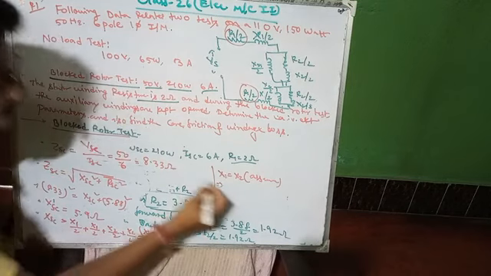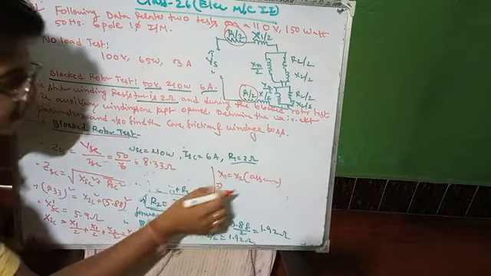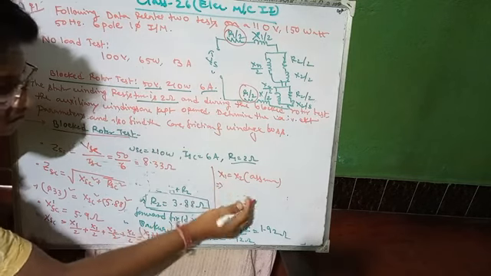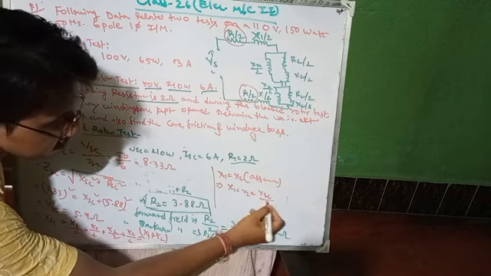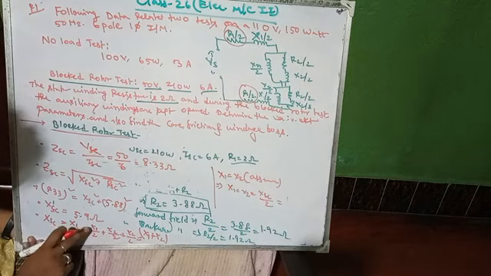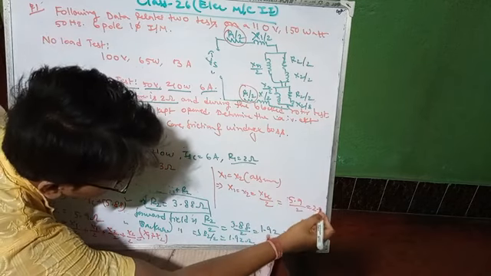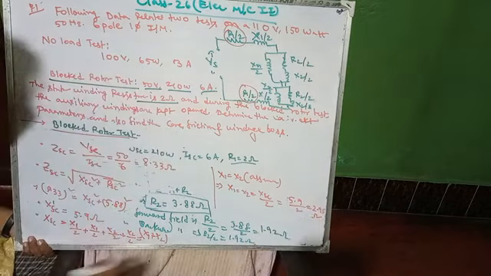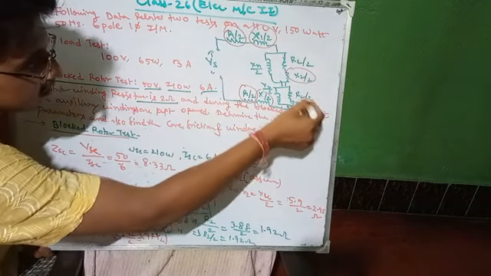If no hint is given to you, then you can assume X1 equals X2, that is X1 equals X2 equals XSC by 2. How much will that be? It will be 5.9 by 2, which is 2.95 ohm. So X1 and X2 have already been calculated.